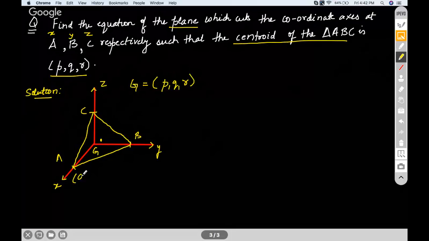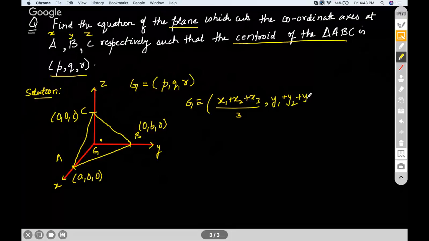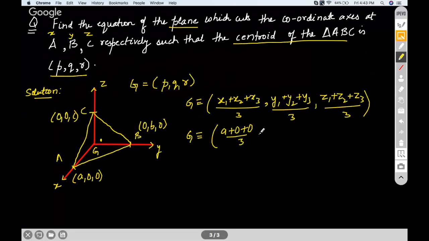All right, so let this point be A, 0, 0. Let this be 0, B, 0, and let this be 0, 0, C. So when I talk about the centroid of a triangle, we all know that the coordinates of the centroid are x1 plus x2 plus x3 by 3, comma y1 plus y2 plus y3 by 3, comma z1 plus z2 plus z3 by 3. So according to my given scenario, where the vertices are A, 0, 0, 0, B, 0 and 0, 0, C, this should be A plus 0 plus 0 by 3, this should be 0 plus B plus 0 by 3, and this should be 0 plus 0 plus C by 3. Now, of course, this is my P, this is my Q, and this is my R.